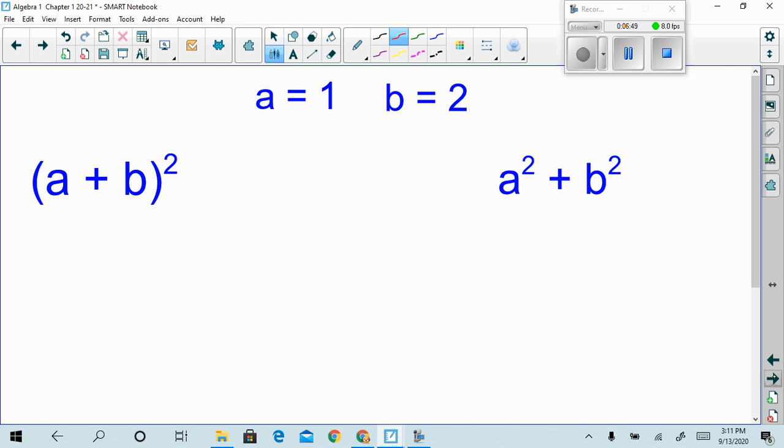Let's do a little evaluating now. Given a equals 1 and b equals 2, go ahead and substitute and simplify. Remember, evaluate says to take out the variables and replace them with given numbers. Simplify says perform all the operations, do the math.